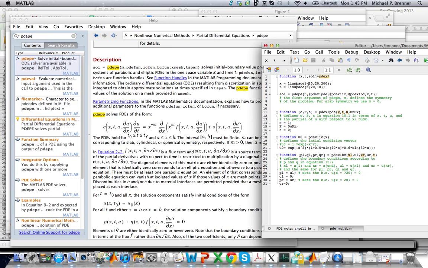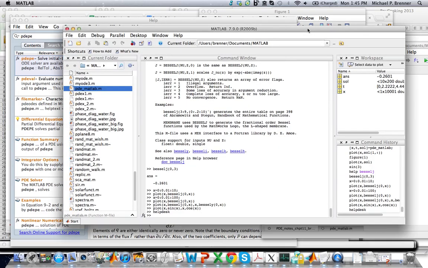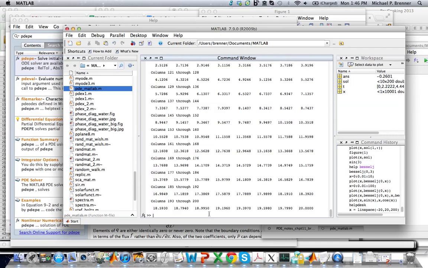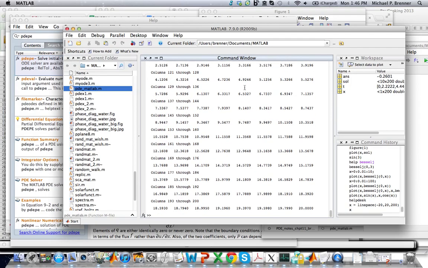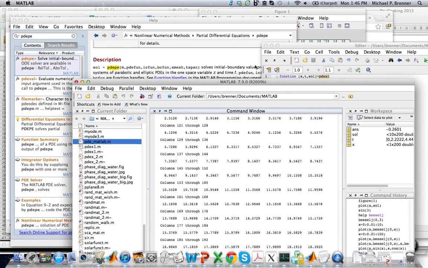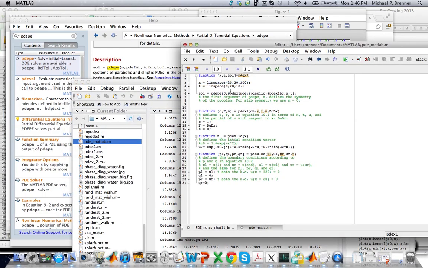So linspace basically defines a mesh which goes from minus 20 to 20 in 200 steps. If I take this and just type it into the window, you see this is x. So x goes from minus 20 to 20 in 200 steps. That's what linspace does. Then this defines the time steps at which you output. So we output 10 time steps going between 0 and 20.